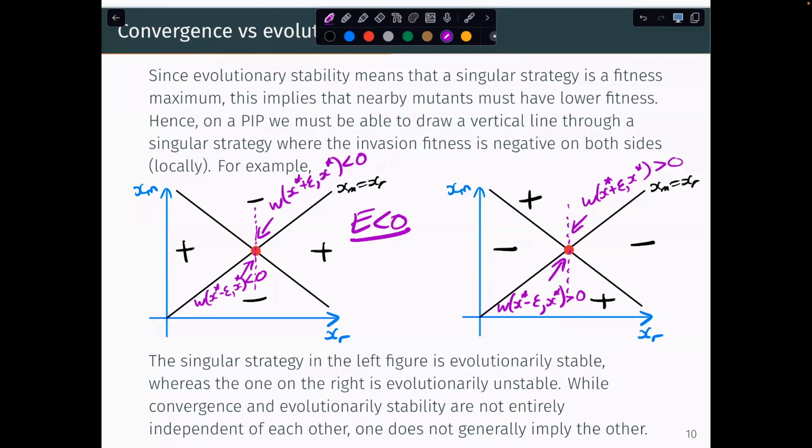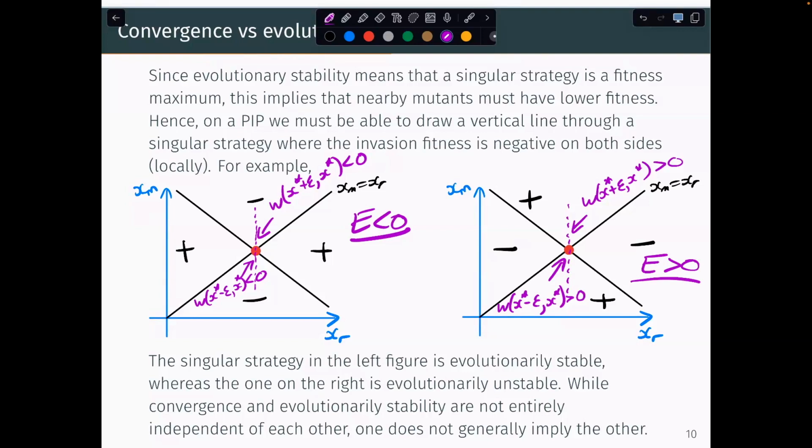You're always in this positive region. So in this case, we don't have an evolutionarily stable singular strategy. So this one here is evolutionarily stable. This one is evolutionarily unstable.